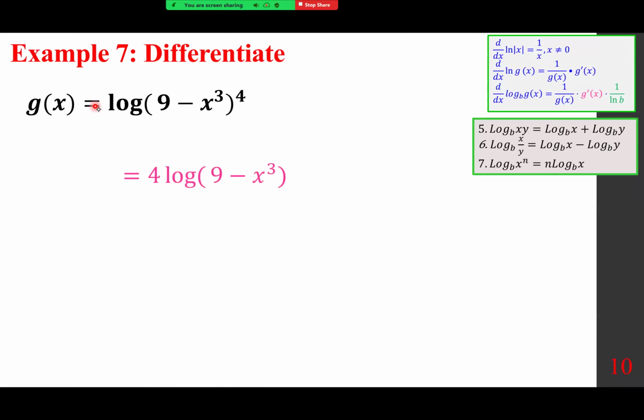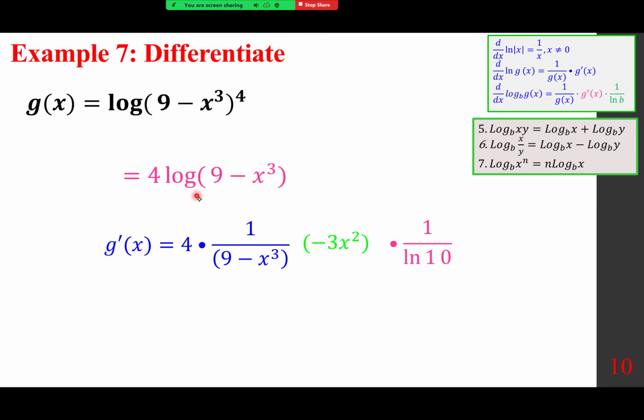Now differentiation is easy. 4 doesn't change. It's a coefficient. It remains. Flip this over. 1 over 9 minus x cubed. By the chain rule, I need the derivative of that, g prime of x. So if you call this g of x, so 9 minus x cubed, the derivative is negative 3x squared. And finally, I look at the base. The base is e, no. So the base is 10, 1 over ln 10.